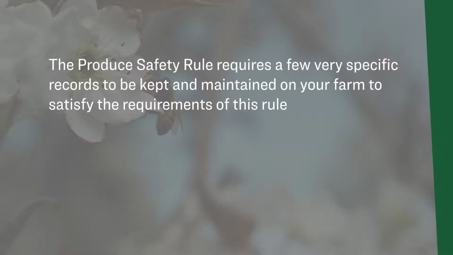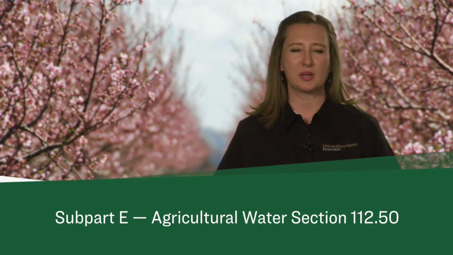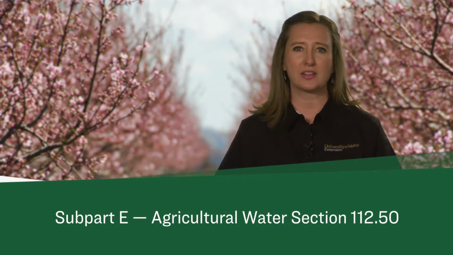The Produce Safety Rule requires a few very specific records to be kept and maintained on your farm to satisfy the requirements of this rule. Record-keeping requirements are listed in each subpart of the Produce Safety Rule and under Subpart O, Records. This presentation will cover the specific records you are required to keep under Subpart E, Agricultural Water, Section 112.50.